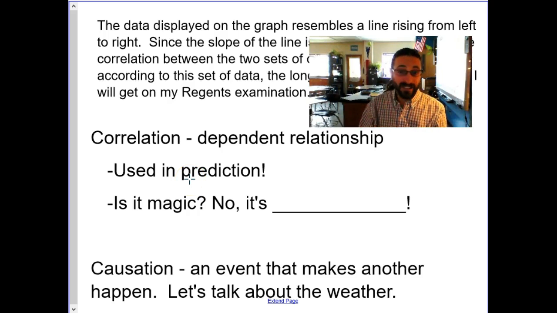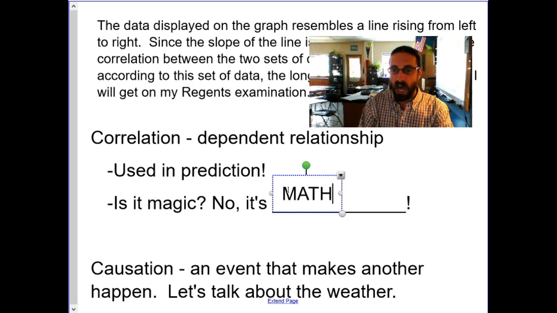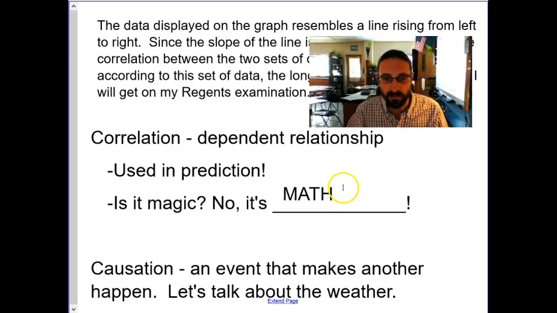It's used in prediction. Is it magic? No, it's... right? Fill in the blank. Math. Yep, it's not magic, it's just math.